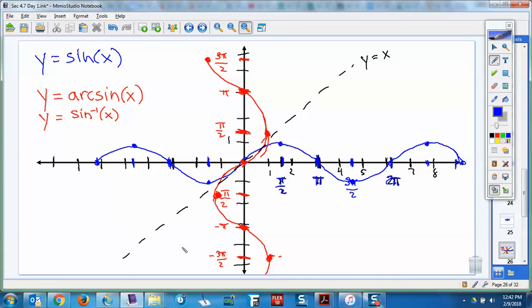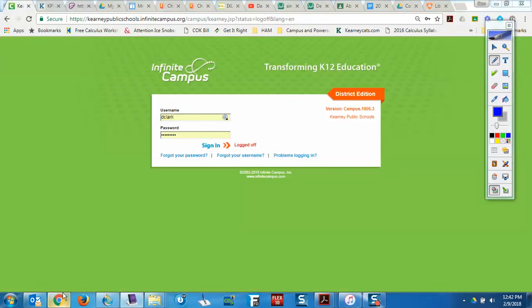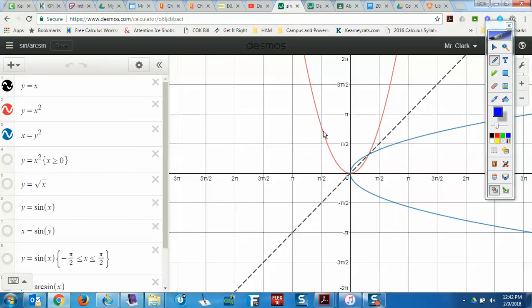Here's a point pi, 0. So the red graph should have 0, pi. There it is right there. So all of these points that repeat on this graph repeat on this graph, right? And of course, we don't want that, right? We want to restrict it. Okay, so what are we going to do to restrict it? So let's go to Desmos, and let's take a look at this.